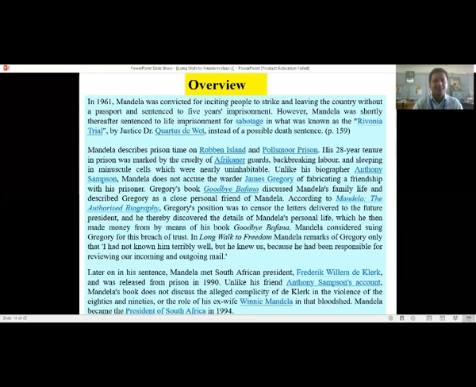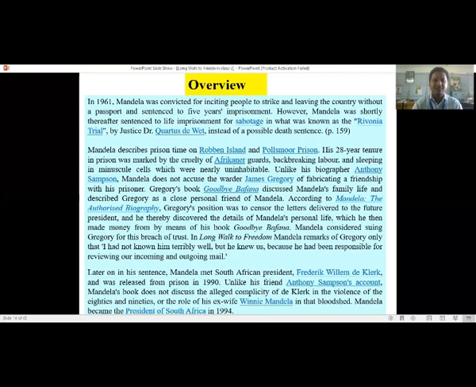Mandela describes prison time on Robben Island and Pollsmoor prison. His 28-year tenure in prison was marked by the cruelty of Afrikaner guards, backbreaking labor, and sleeping in minuscule cells which were nearly uninhabitable. He tells us his horrible experience while he was in a narrow prison cell on Robben Island.